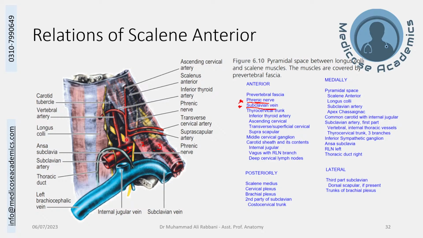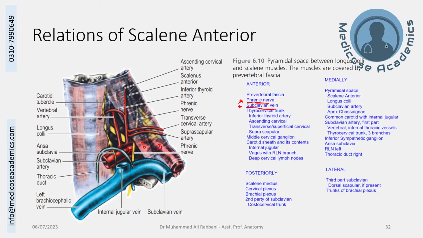The branch costocervical trunk arises and becomes an anterior relation of the Scalenes anterior, and all of its branches: inferior thyroid, ascending cervical, transverse cervical, suprascapular, all of these. And then there is the sympathetic chain in the upper part, which moves ahead of it, along with the prevertebral fascia. And then in the upper part there is the carotid sheath and its contents. It is cut right here, but if you follow up, the carotid sheath contains the common carotid, internal jugular, vagus, and all these lymphatics. So these are the anterior relations.